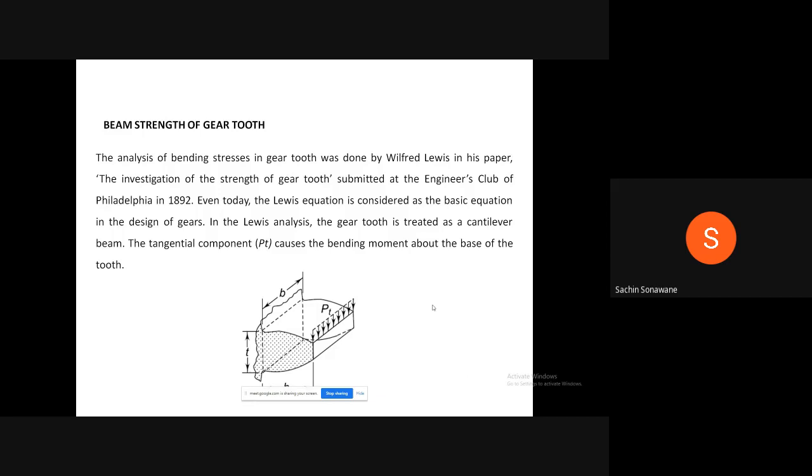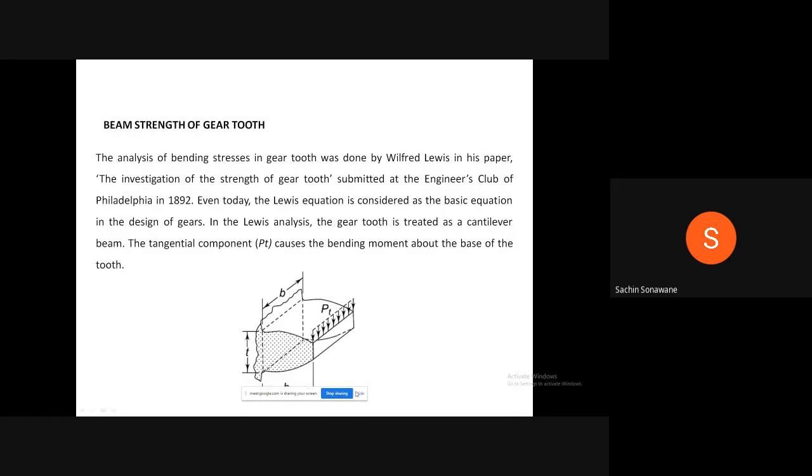Therefore, you know that whatever spur gear teeth are there, they can be considered as a cantilever beam with one end fixed and the other end free, and the tangential load is uniformly distributed along the entire face width.